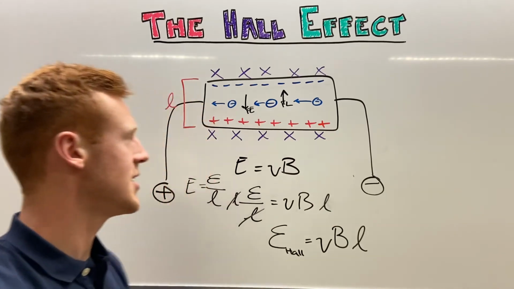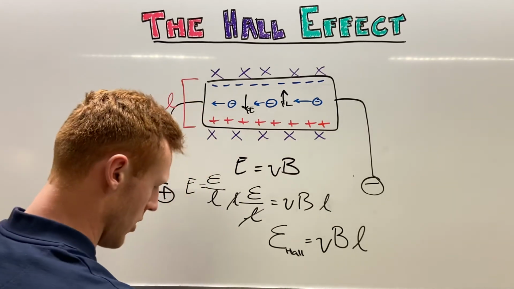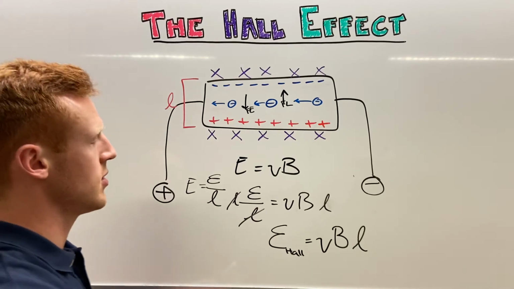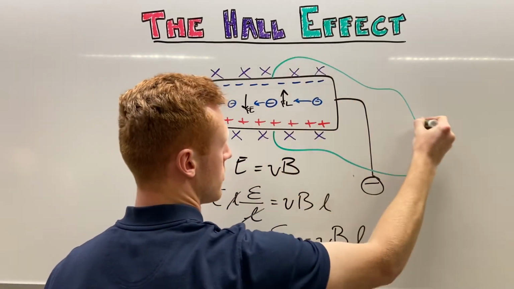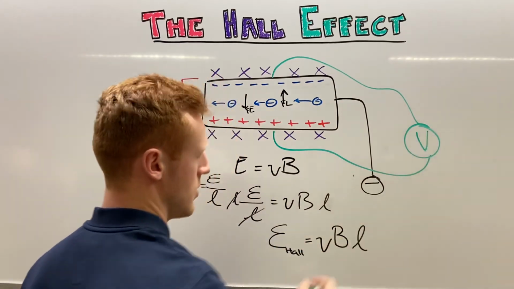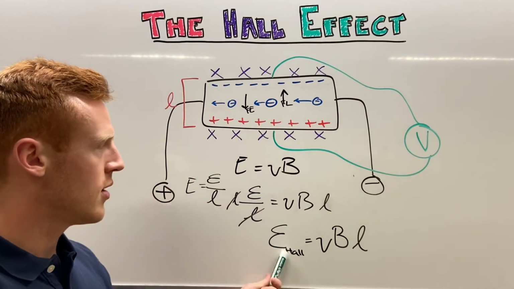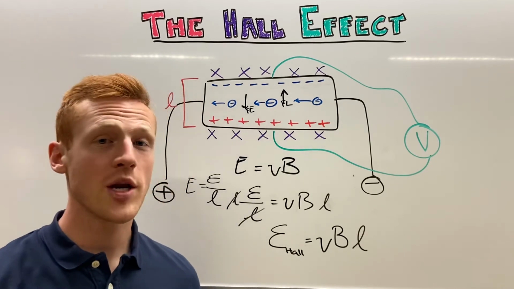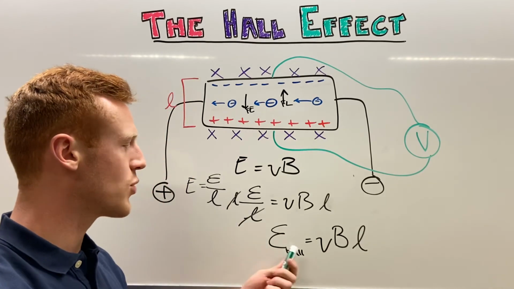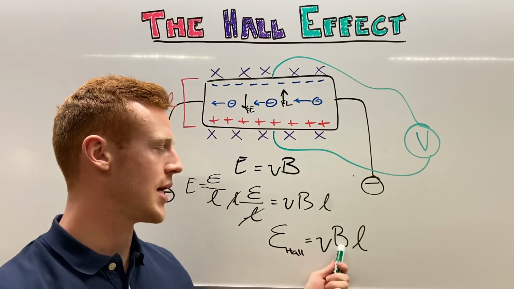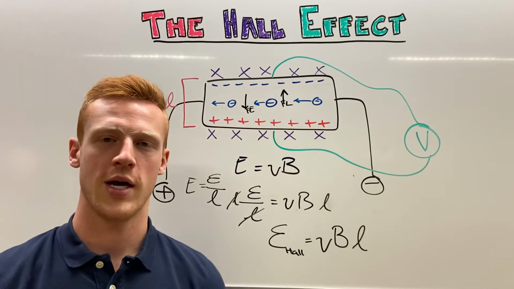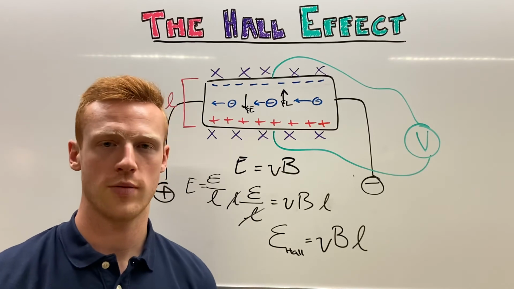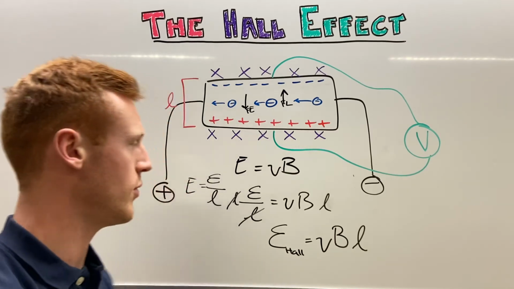And what happens is that you can actually attach a voltmeter, let's use green for this, to each side, and you can measure that Hall EMF. It's going to have this relationship: Hall EMF equals the velocity times our magnetic field times the width of our wire or our conductor, our current carrying conductor, if you will.